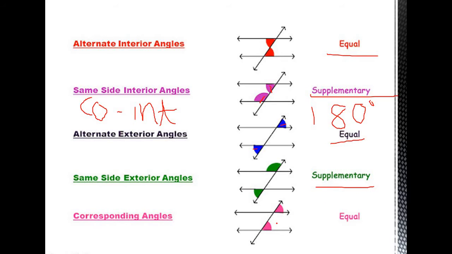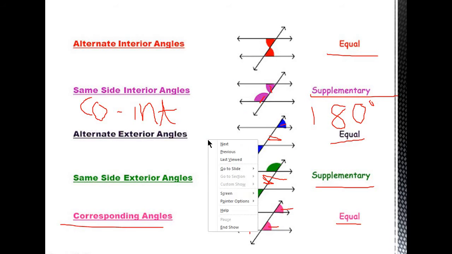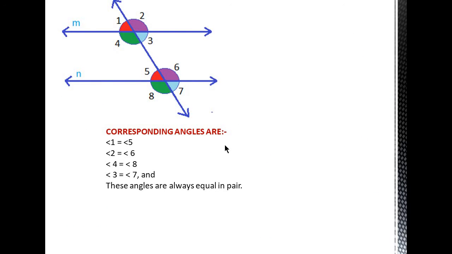And finally the most important is corresponding angles. These and these angles are called corresponding angles. The condition is that these lines should be parallel, and this line is called the transversal. In every figure this is called the transversal, so angles are formed along this transversal. Now see this in detail.